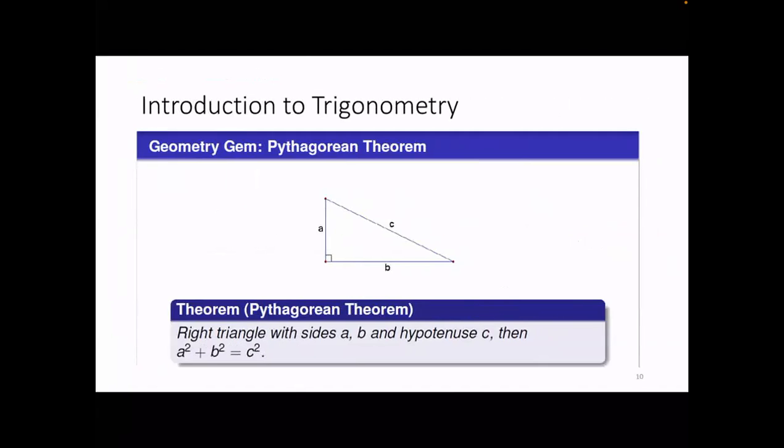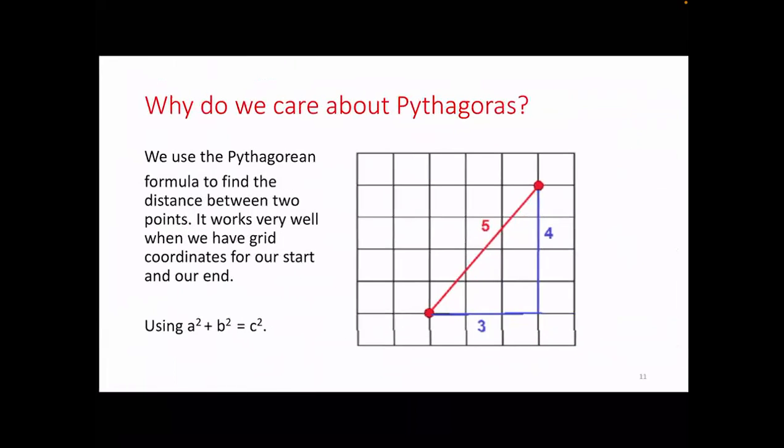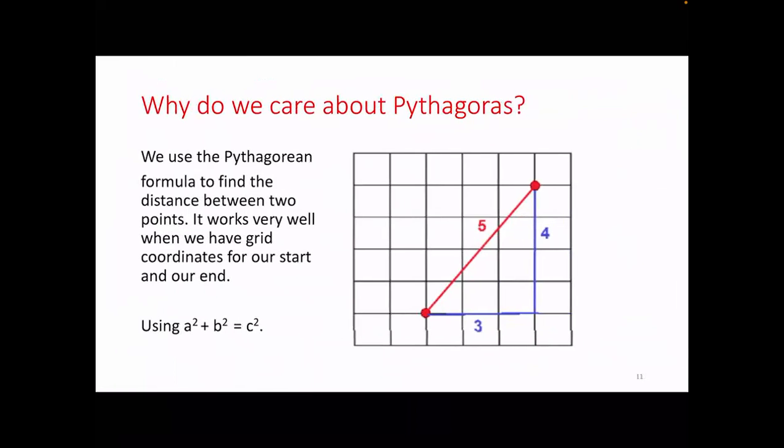So one of the gems is the Pythagorean theorem. It says if you have a right triangle ABC, then a squared plus b squared equals c squared. So we will see later why this is such an important formula in mathematics. Why do we care? Well, here's one big application.